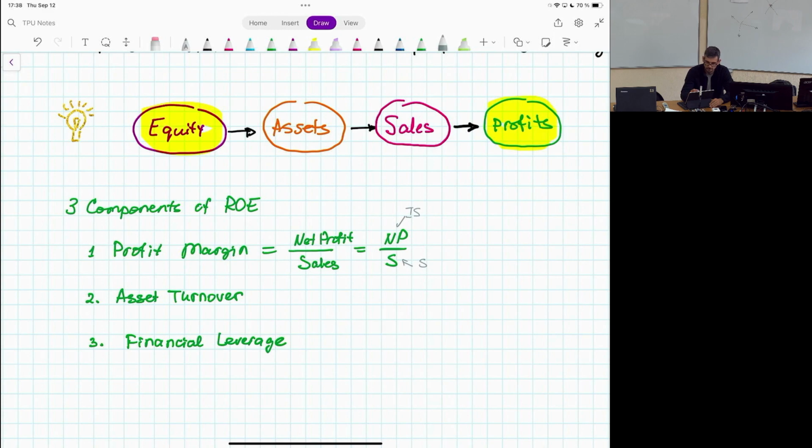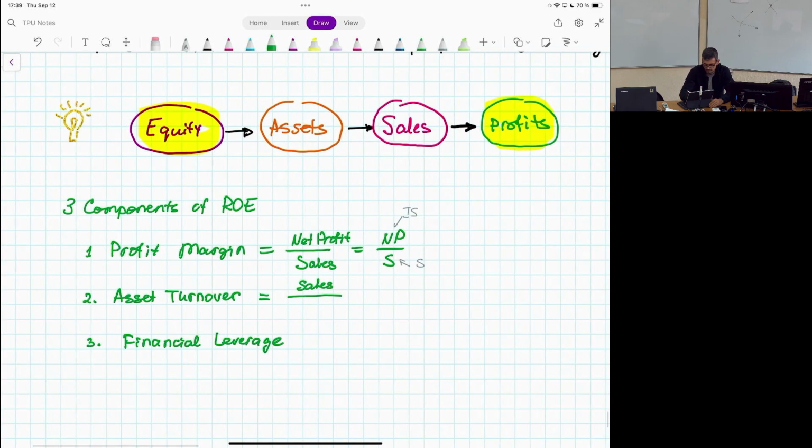Now, asset turnover is another ratio that is calculated by dividing sales by assets.